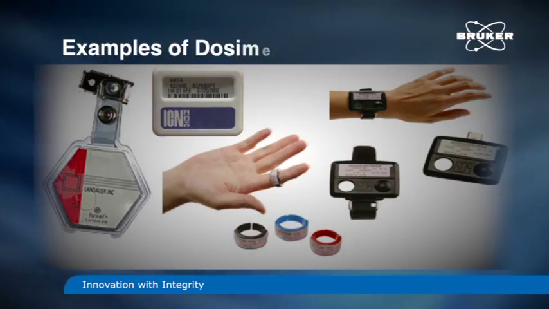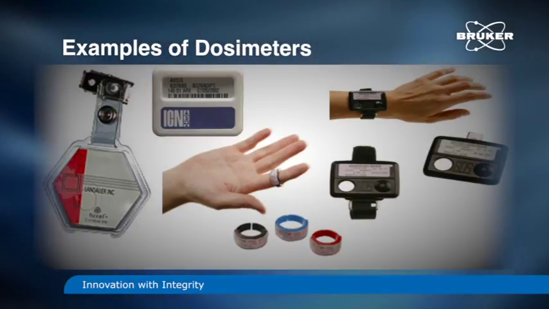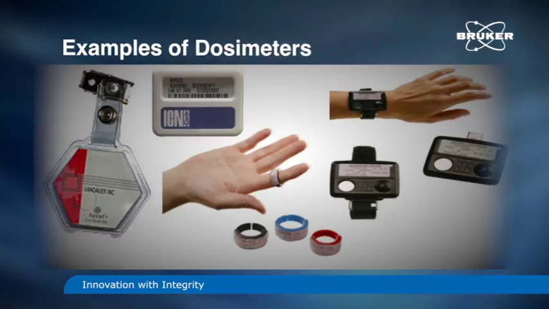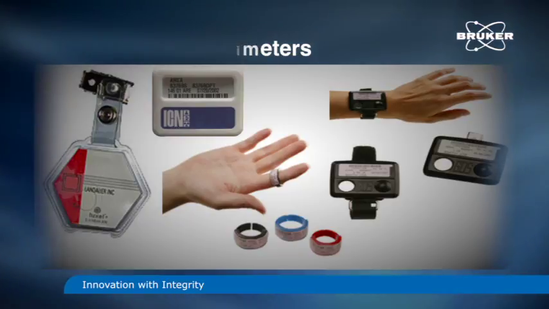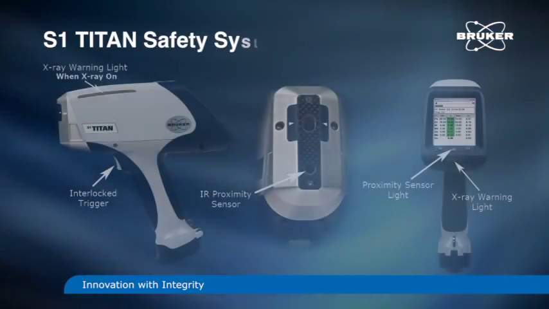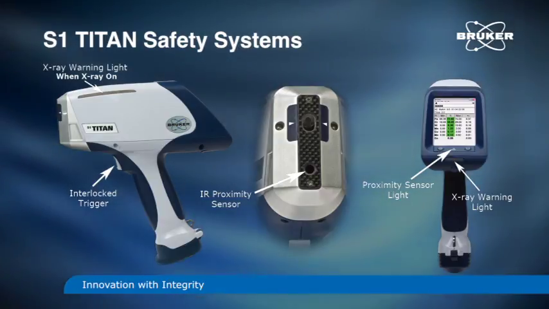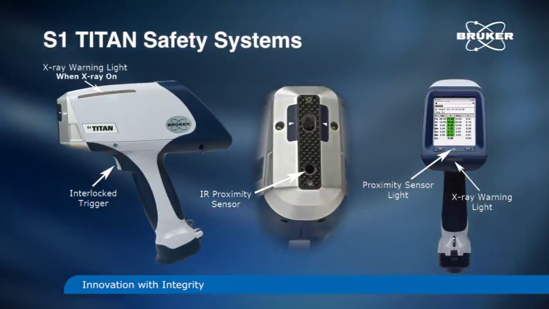This slide shows examples of dosimeters commonly used for personnel monitoring. Starting at the left and moving clockwise, they are the optically stimulated luminescent or OSL dosimeter, the film badge, wrist dosimeters, and finger rings. Bruker designs fail-safe systems and interlocks into devices to prevent unauthorized or unsafe use of the analyzer.